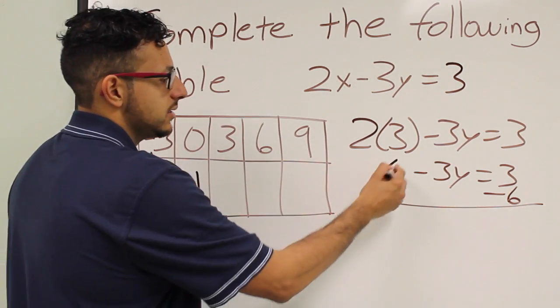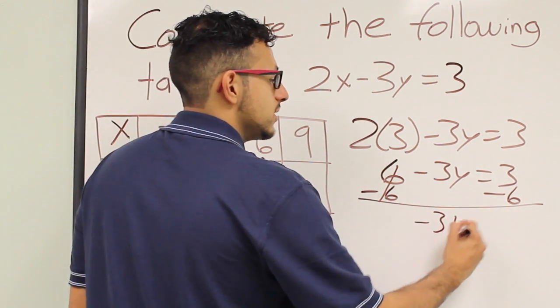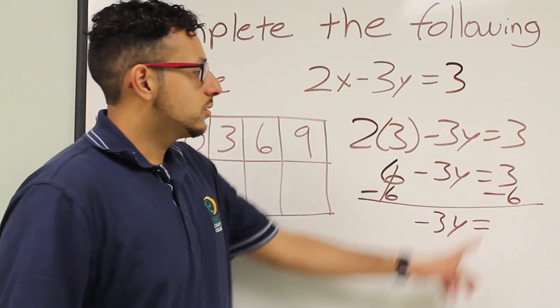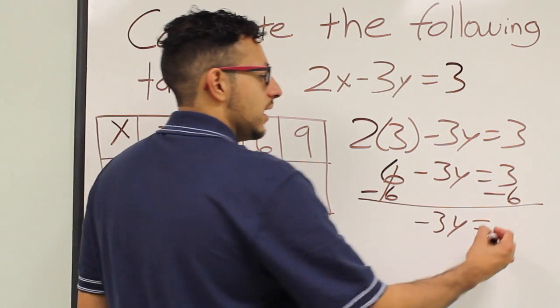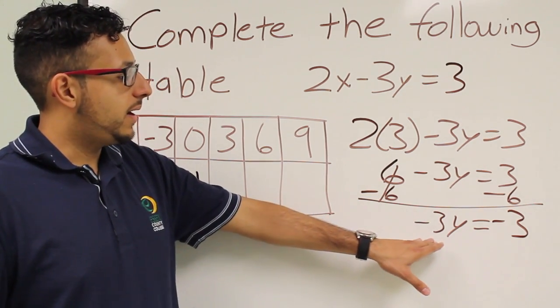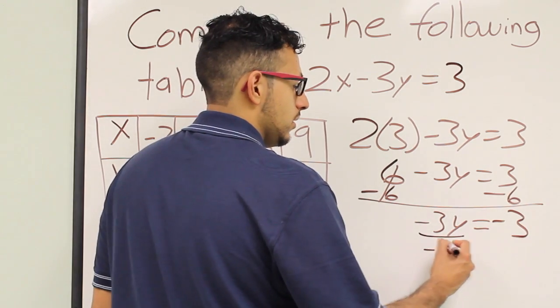So 6 minus 6 is 0, so cancels out. So we're left with -3y on this side is equal to 3 minus 6. So 3 minus 6 is -3. Now, to solve for y, we're going to divide by -3 to both sides.